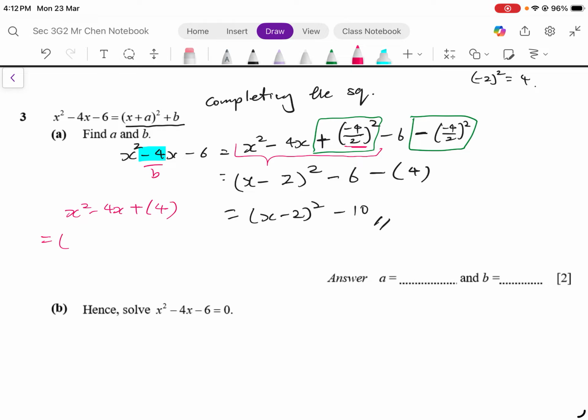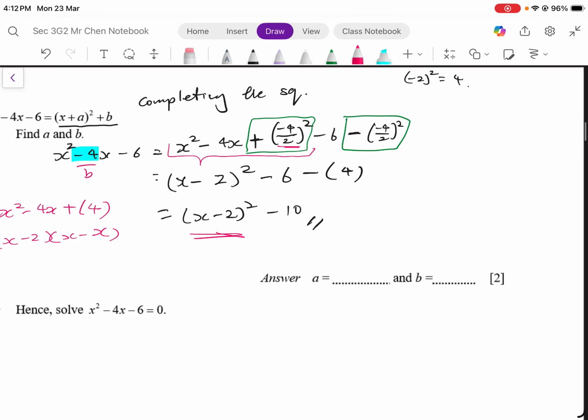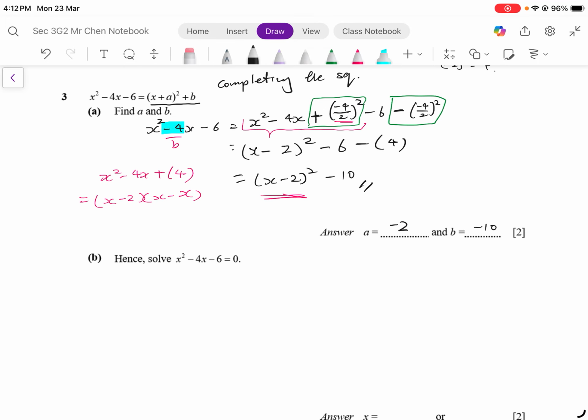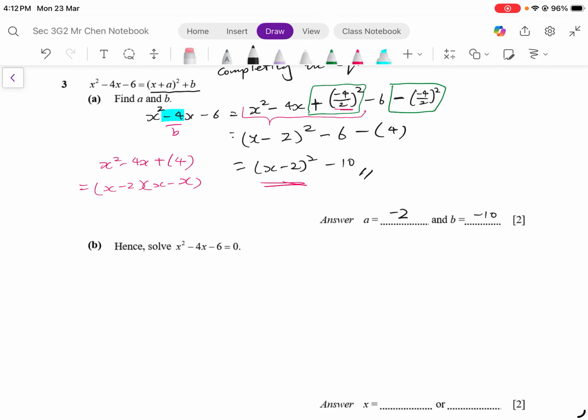Okay, so when you factorize it, it's x minus 2, x minus 2. So this is why you can get the completing the square method. So a is minus 2 and b is minus 10. Okay, very simple. So they say hence solve. So x squared minus 4x minus 6 equals to 0. We know it can become x minus 2 squared minus 10 equals to 0.